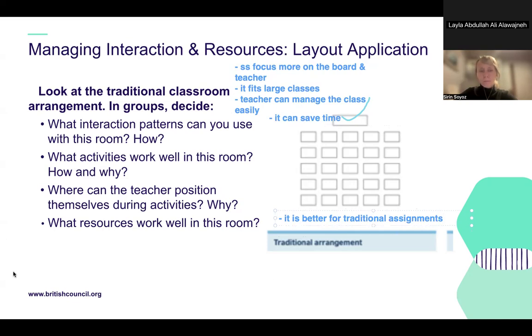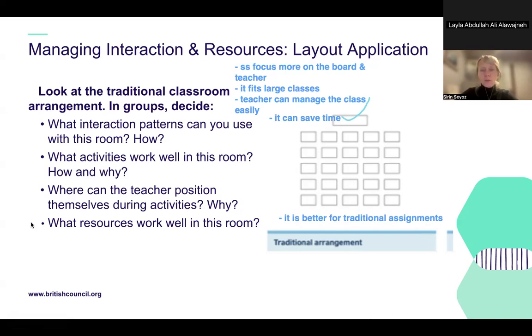I would say that students can see the visual aids on the board. It has positive sides and negatives, like any other thing. Which interaction patterns? The resources are the whiteboard and posters. Yeah, these are the main resources.